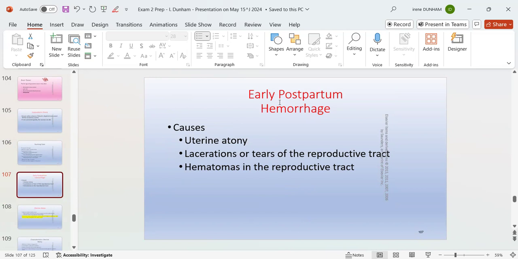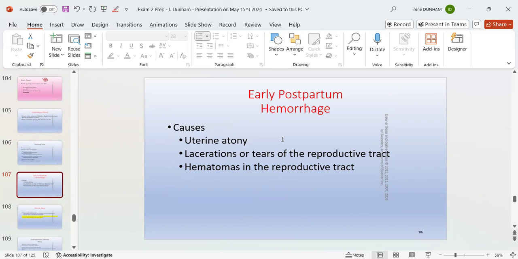The cause of this would be uterine atony, that's a uterus without tone, or lacerations or tears of the reproductive tract, or the hematoma. Remember we talked about the hematoma in the vulva from a precipitous delivery. Those are all causes of early postpartum hemorrhage. That means the hemorrhage occurs very quickly after birth, okay? Very quickly.